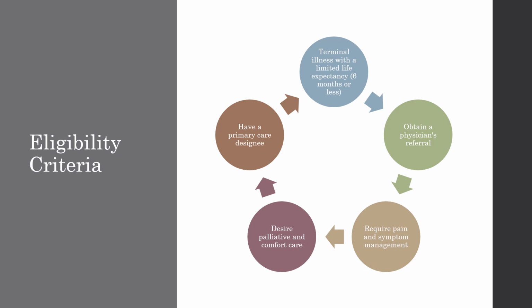For a patient to be eligible for hospice services, they must obtain a physician's referral in the form of a physician's order. They must require pain and symptom management from the hospice team. They must desire palliative or comfort care services instead of life restorative treatment. They must have a primary care designee and have a terminal illness with a limited life expectancy of 6 months or less if the disease runs its expected course.